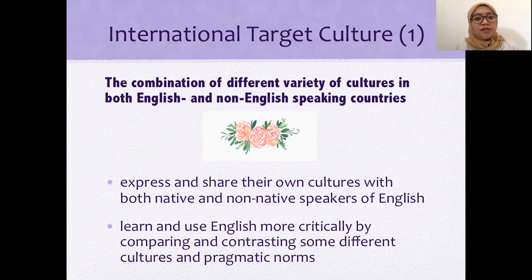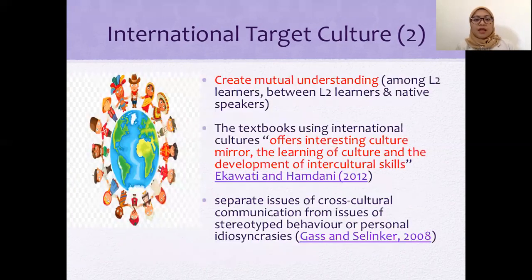Another important point of including international target culture is that we give our learners the opportunity to learn English and use it more critically, by not only accepting the norms, but by comparing and contrasting different cultures and pragmatic norms. It is also to create mutual understanding and offer an interesting cultural mirror for the learners. It will also help them develop their intercultural skills. In this way, Kess and Selinker mentioned that it will help learners separate issues of cross-cultural communication from issues of stereotyped behavior, because they have a better, more holistic understanding of culture, and they know how language will eventually be used in their own context.